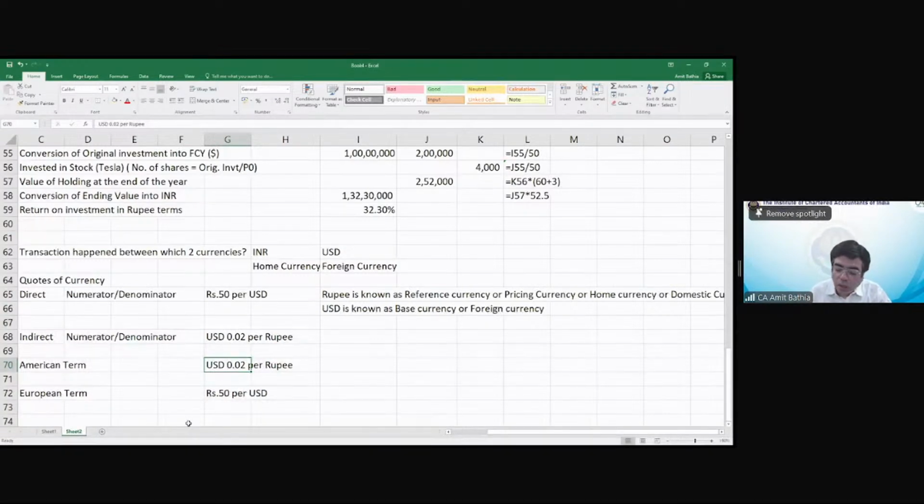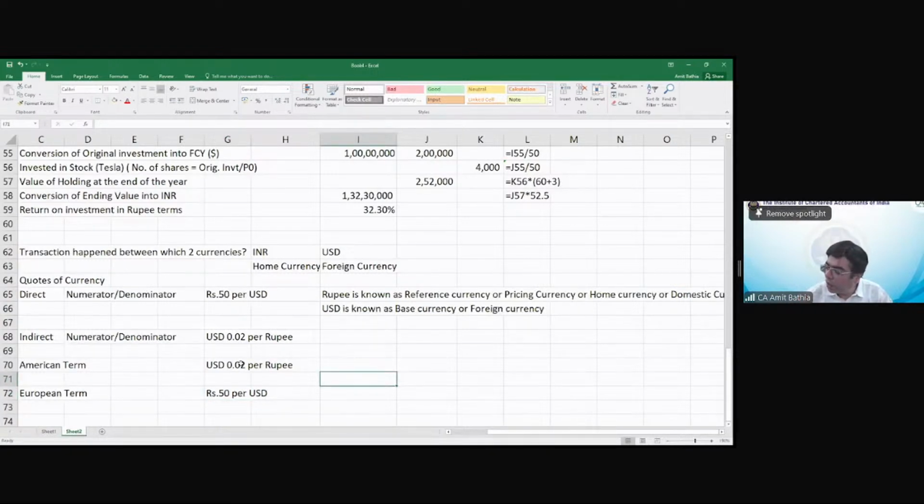So in American term the dollar is always in the numerator, so you're talking about how much dollars you will get per unit of foreign currency, and European term is about how much foreign currency you will have per US dollar. So the difference is that European term is nothing but direct quote, American term is nothing but indirect quote. Majority of the countries across the globe follow the European term of expressing their currencies, right? All right, so these were the different types of quotes.